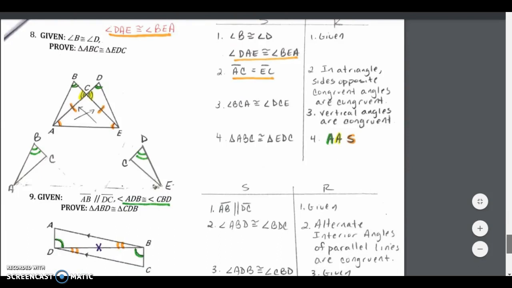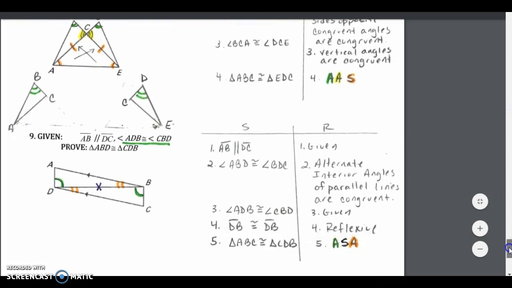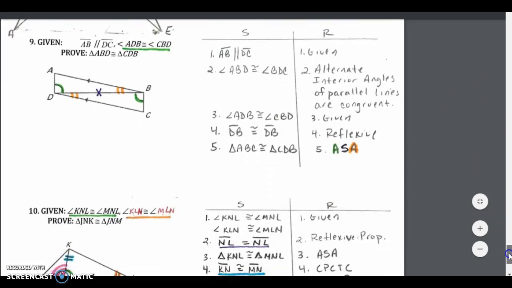Here's proof number 8. It was another proof that two triangles are congruent, and of course, you do need to identify the two triangles by drawing them separately. Angle side is what we ended up with here, and notice that for number 2, instead of saying in a triangle, sides opposite congruent angles are congruent, you could say isosceles triangle definition, or definition of isosceles triangle. Then vertical angles, something that you should know since you were like 1 year old, and then angle side.